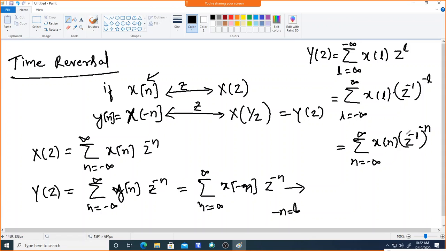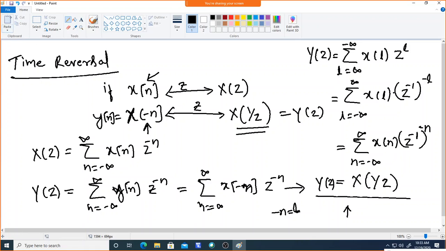Now we replace z by 1 over z, so the value of the z transform is x of 1 by z. So you get y of z as x of 1 by z. If you reverse the signal in the time domain, you get x of 1 by z in the z transform. This is the time reversal property and its proof. Is it understood? Fine.